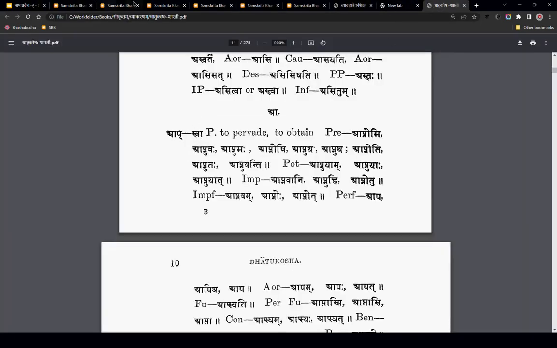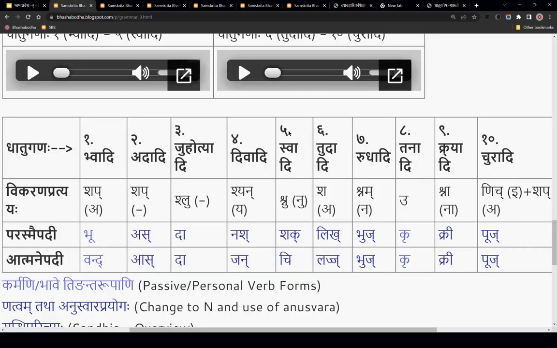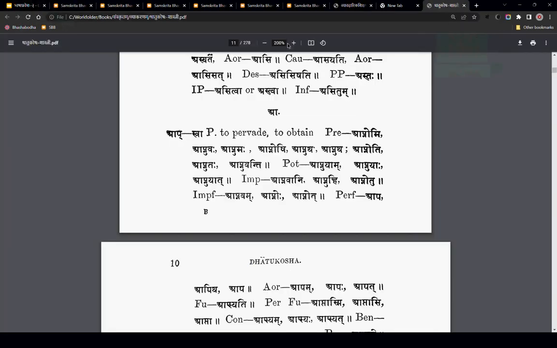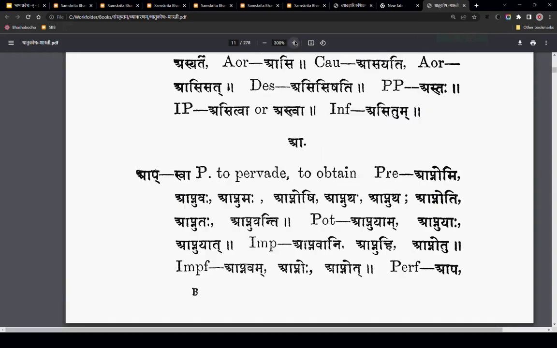So here it says Swa. If you look here, the fifth one is Swadi. That means the Dhatu falls in that group, Swadi Gana. What these groups are, we'll see a little later. It's not difficult. Okay, so that is one. That's what you find in these Dhatu Koshas.